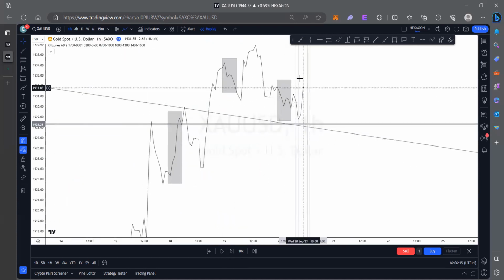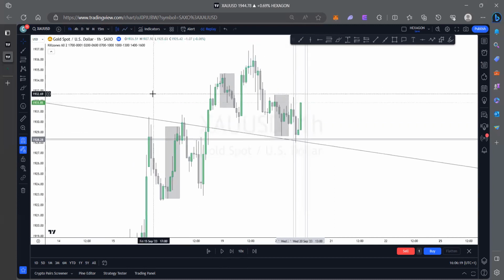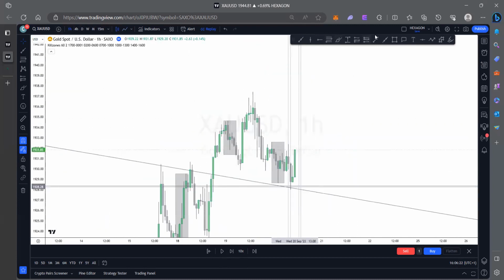So you can see on the H1, we have a clear break of structure here. So since we have this clear break of structure here, this means that the market is simply forming what?